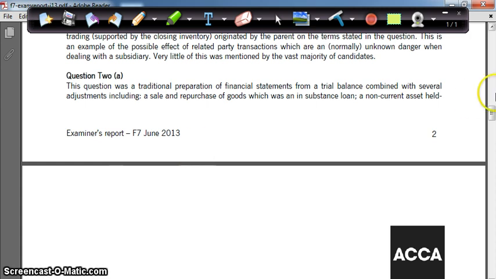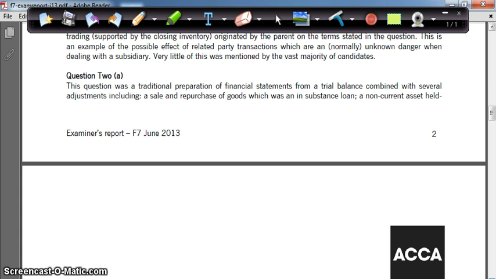However, there still were issues that students could address and try to focus in a bit more, and that would gain them some extra marks and help them pass this exam more easily. So in this question, you were asked to prepare 3 different things for part A: the statement of profit and loss, the statement of changes in equity, and then the statement of financial position. So there's 3 different elements.